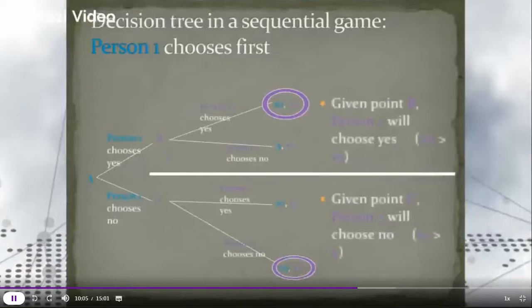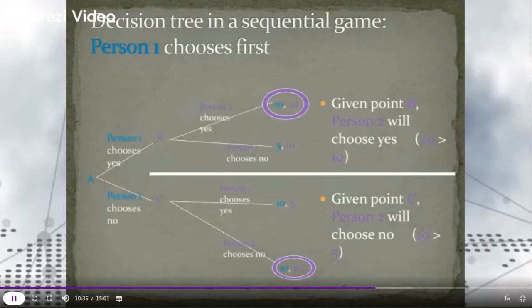Okay, now we'll move on. Now how do we arrive at an equilibrium? See, given point B, person 2 will choose yes. So how do you arrive at an equilibrium, or Nash equilibrium, over here? You have to compare these values first. This is what we call the method of backward induction.